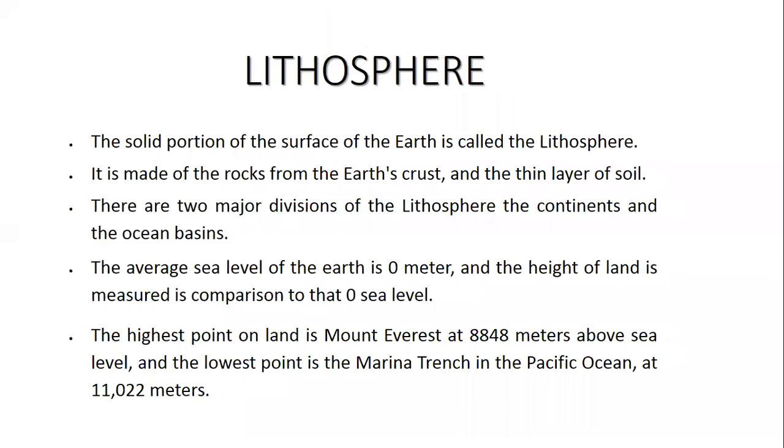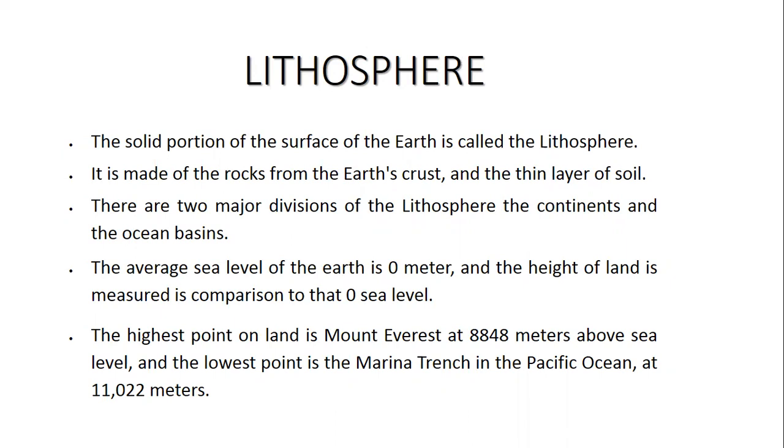Lithosphere. The solid portion of the surface of the Earth is called the lithosphere. It is made of the rocks from the Earth's crust and the thin layer of soil. There are two major divisions of the lithosphere: the continents and the ocean basins.